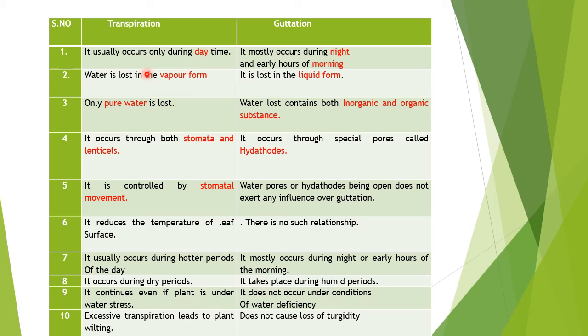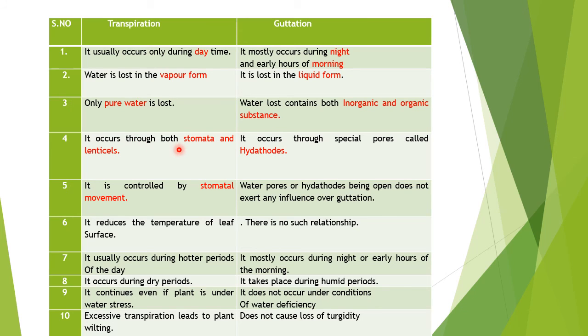We have already seen that transpiration occurs only during daytime, that is, when the stomata are open. Guttation mostly occurs during night and early hours of the morning. We have seen the reasons for this phenomenon. Also, in transpiration water is lost in the form of water vapor, but here it is lost in liquid form, as droplets. Only pure water is lost in transpiration, without any minerals. Here, the water loss contains both inorganic and organic substances.